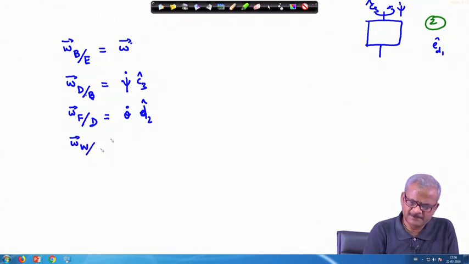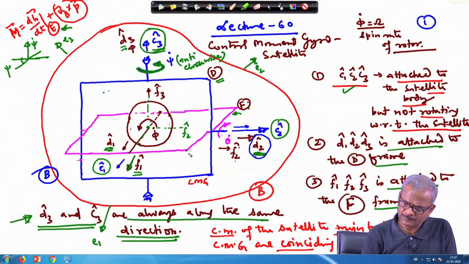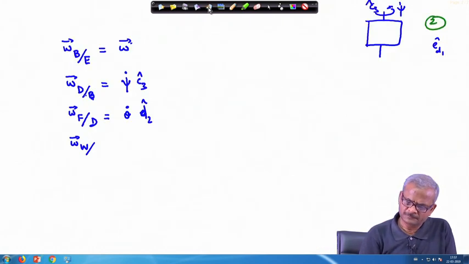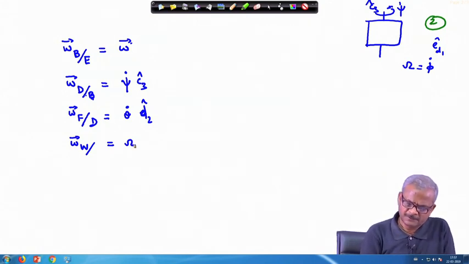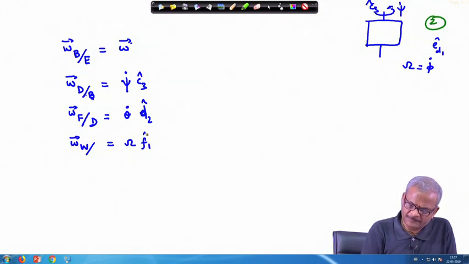So, this is easier to comprehend here in this place, and lastly we have the angular velocity of the wheel with respect to which frame. This is rotating with respect to the f frame. This is attached to the f frame, the axle of the wheel is attached to the f frame. Therefore, this we can write as capital omega, which we have written for phi dot, the spin rate of the wheel. So, capital omega times f 1 cap.